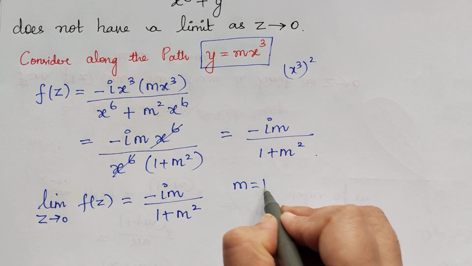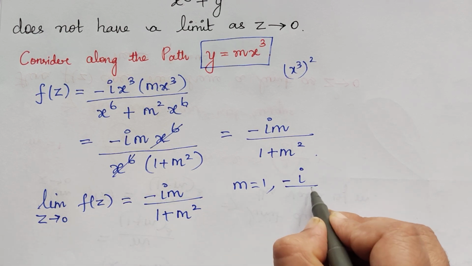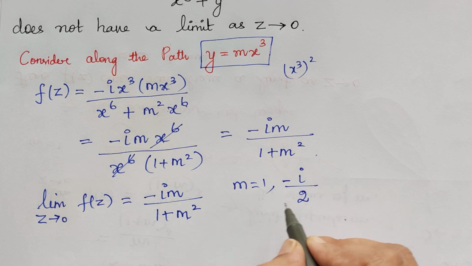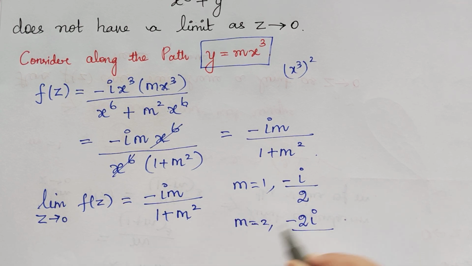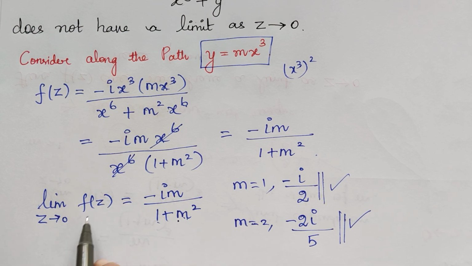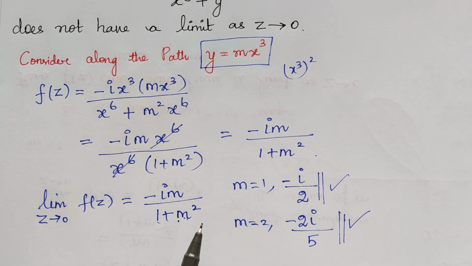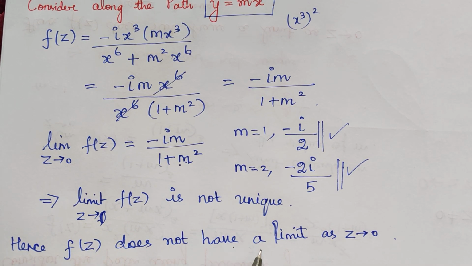And when m is equal to 1, what do you get? The value of this limit is minus i by 2, because when m is 1, 1 plus 1 is 2. When m is 2, it will be minus 2i divided by 2 square is 4, 4 plus 1 is 5. We see that the limits are becoming different. So for different values of m, the limit value also keeps on changing, which means that the limit depends on the value of m, and therefore the limit is not unique, and hence the limit does not exist. So therefore, f of z does not have a limit as z tends to 0.